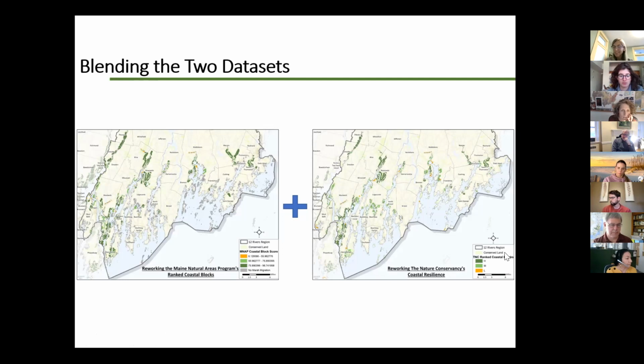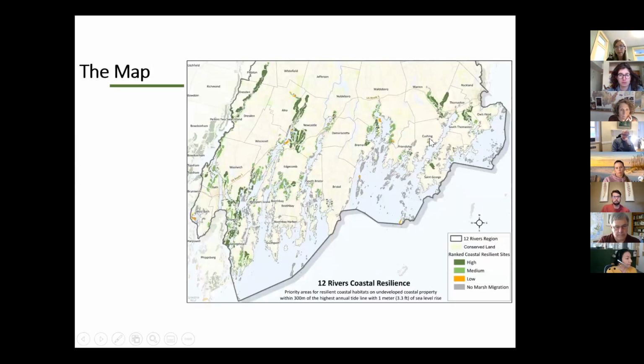They weren't really interested in adding space, but they wanted to understand the relative scores, how these combined scores would maybe shake up the prioritization of what they already had that they were working with. And so their final map product that incorporated both of those resilience data sets looked like this.